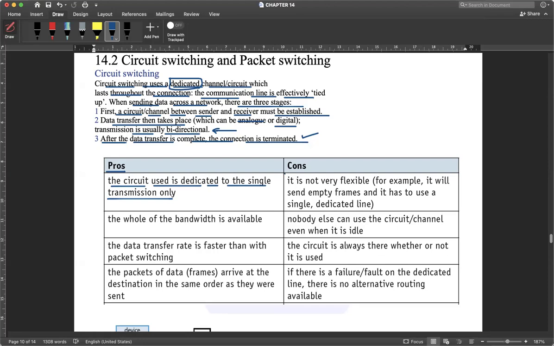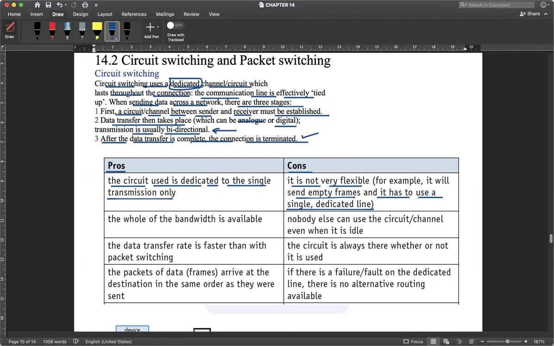Let's discuss some drawbacks, the cons. It is not very flexible. For example, it will send empty frames and it has to use a single dedicated line. Empty frames means that when the transmission is done, some empty frames go after the transmission or in between the transmission. As it is using a single wire channel, this is considered a con as well. It is also an advantage, but it is also considered a disadvantage.